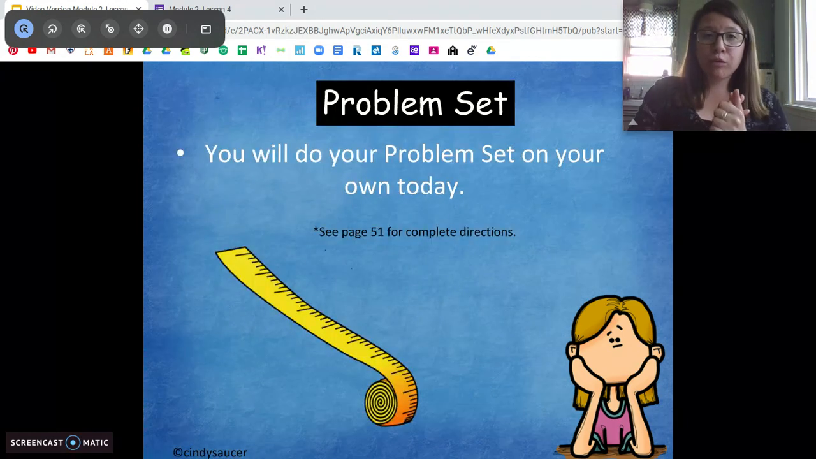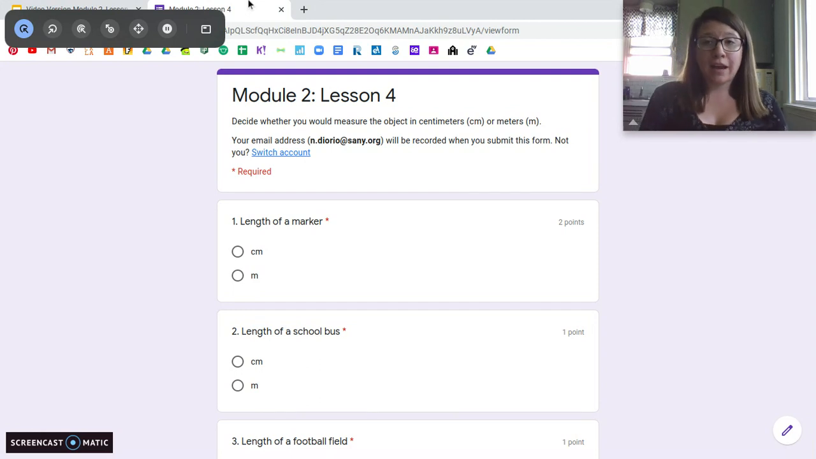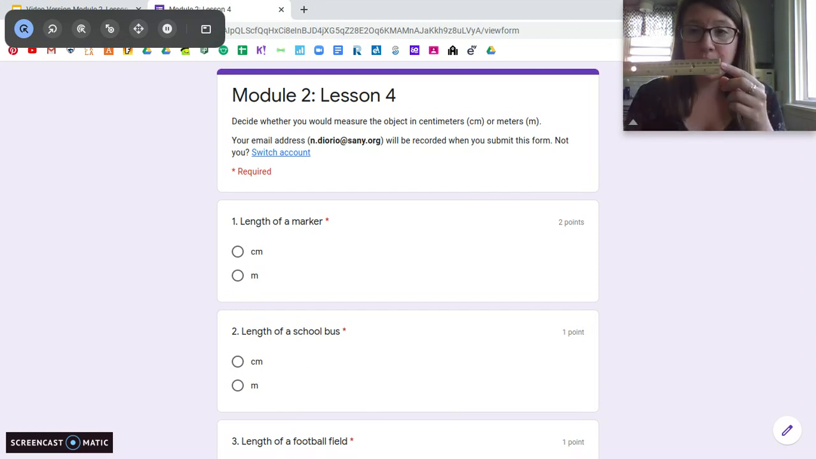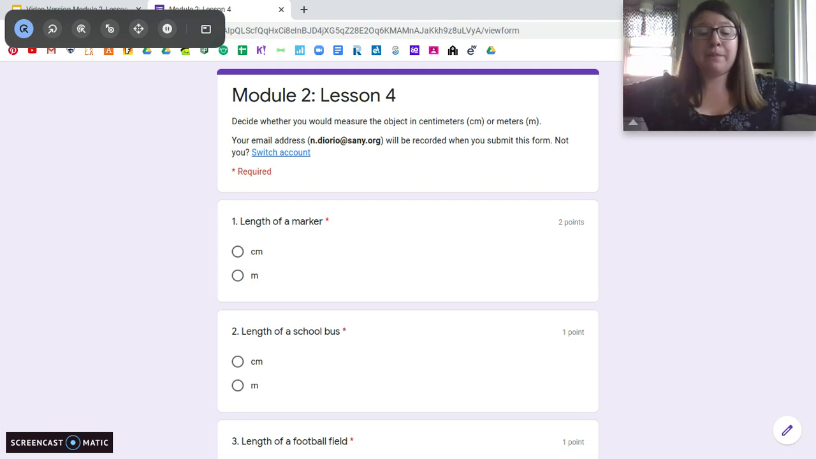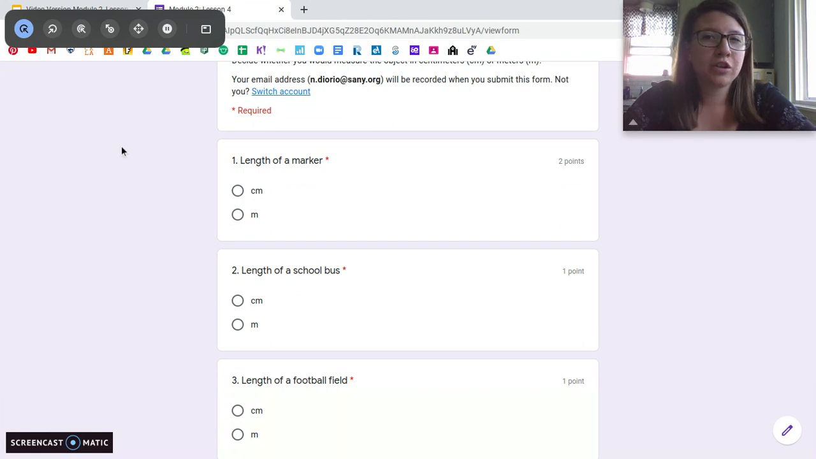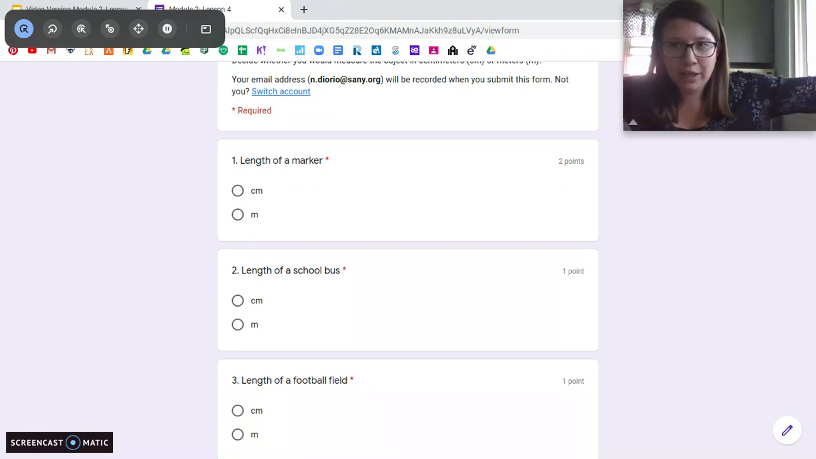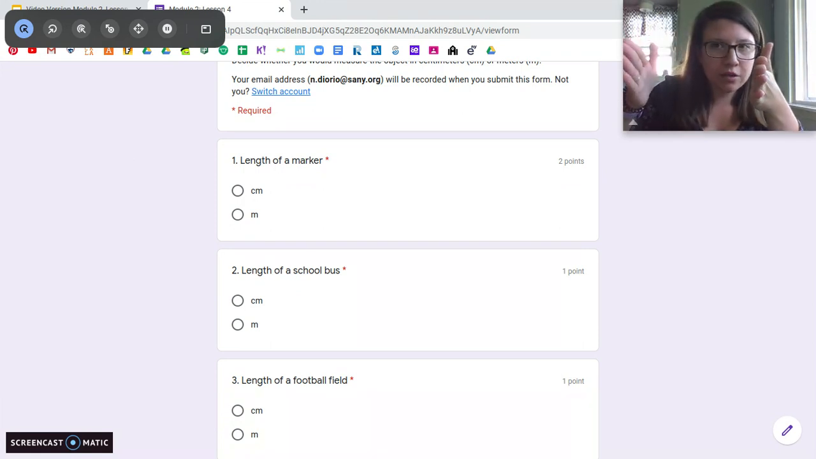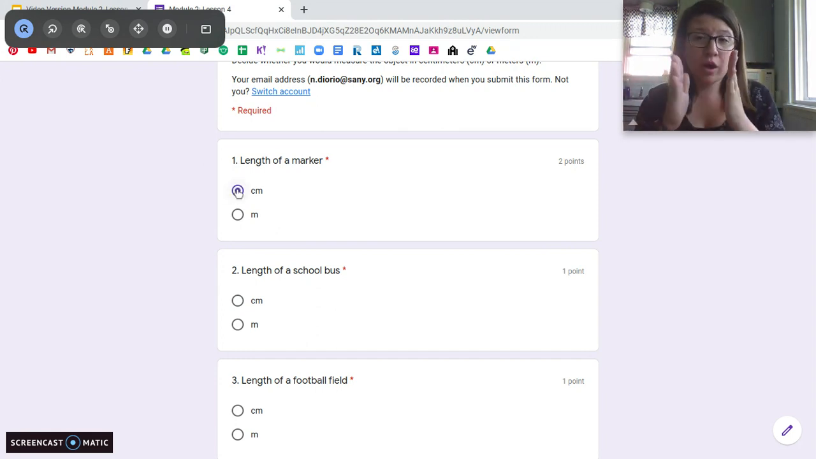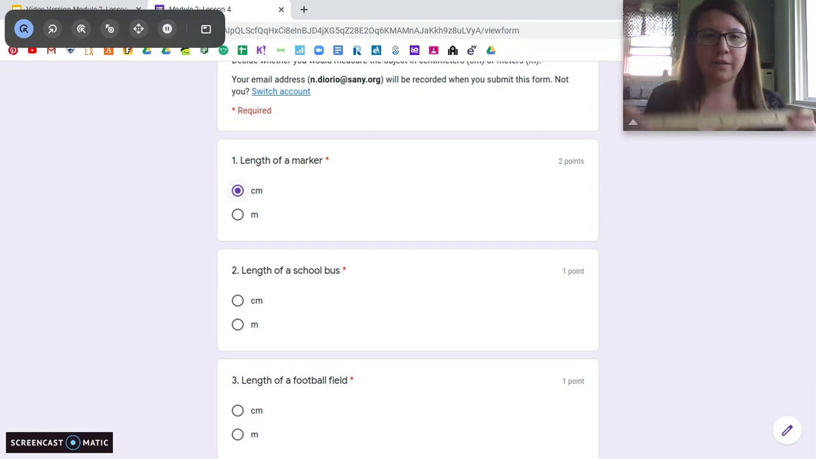So, for your problem set today, for your exit ticket for today, you're going to have to decide whether it would be easier to measure something with these little centimeter guys or the big long meter stick. So, for example, would it be easier to measure a marker with multiple meter sticks or centimeters? Centimeters, good. The smaller the object, the easier it is to measure in centimeters.